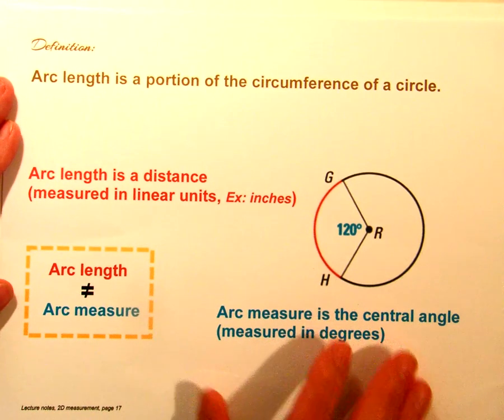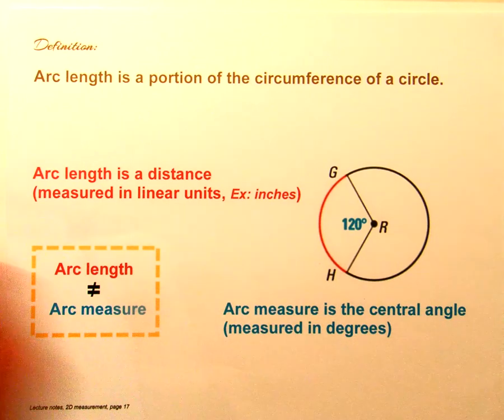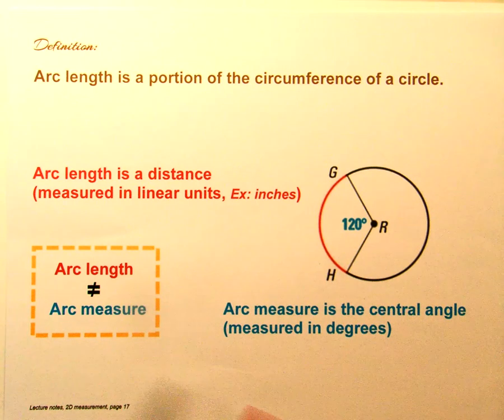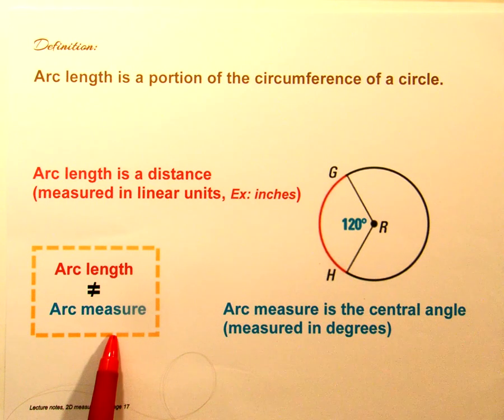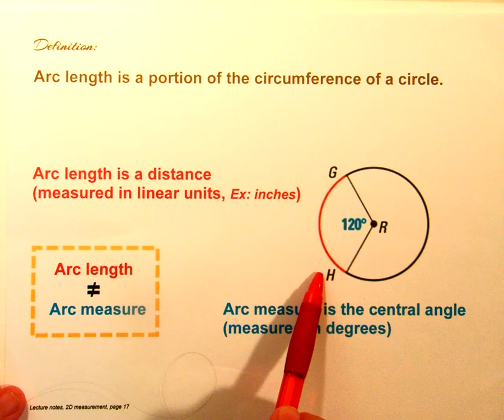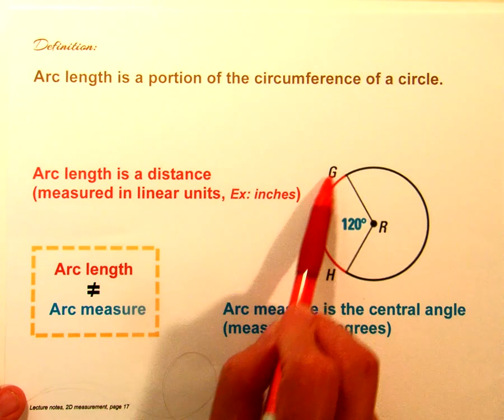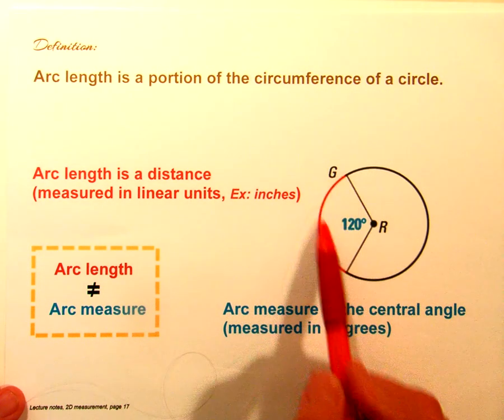Next, definitions. We'll talk a little bit about some of the measurements on a circle. Here we go. The arc length is a portion of the circumference of a circle. We've talked about that before. And let me remind you that the length is not the same as the measure. Here in this circle, the red arc, the length of this.